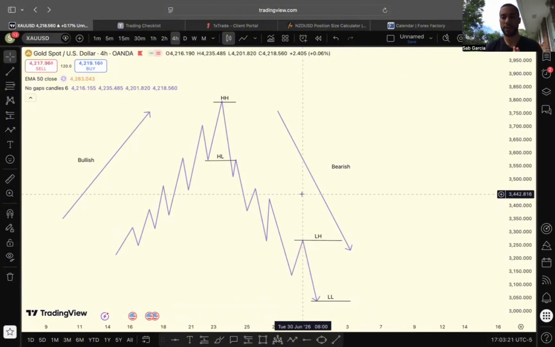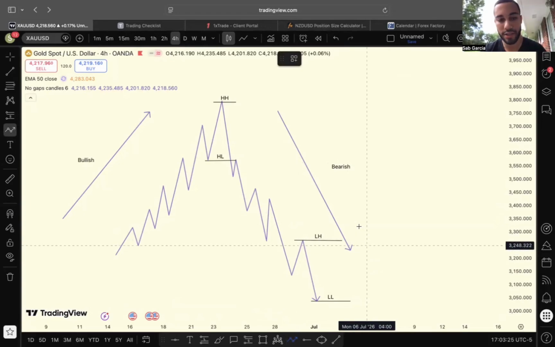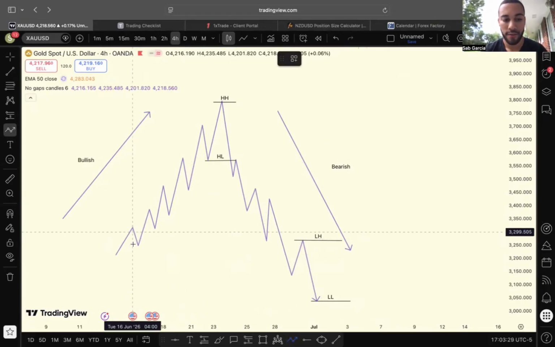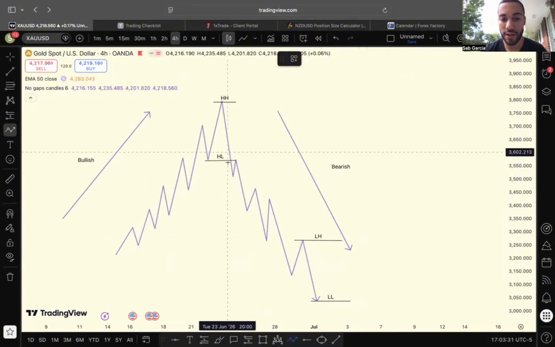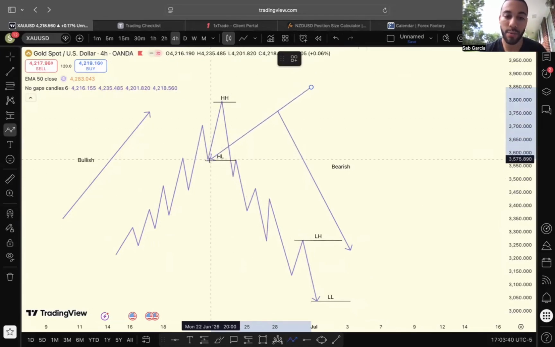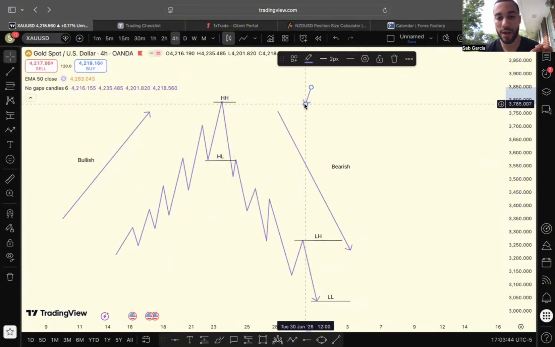Now, you got to understand something. The market, right? Let's take this perfect example right here. It went from bullish and then it shifted to bearish. The point that the market shifts from bullish to bearish is this point right here. As you can see, we went from higher low to higher high, and I'm going to write this out because this is actually really important.